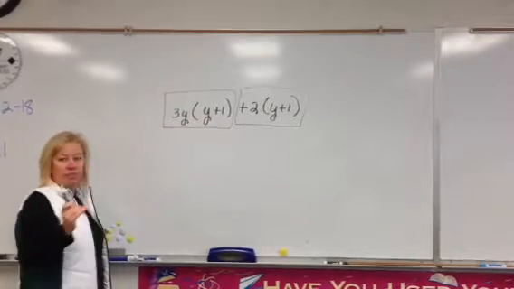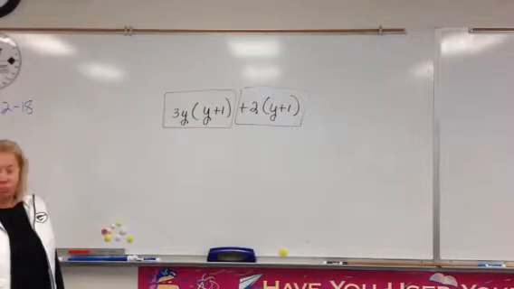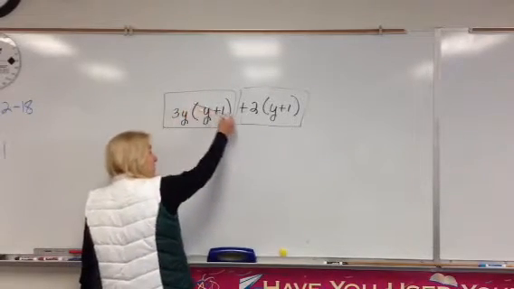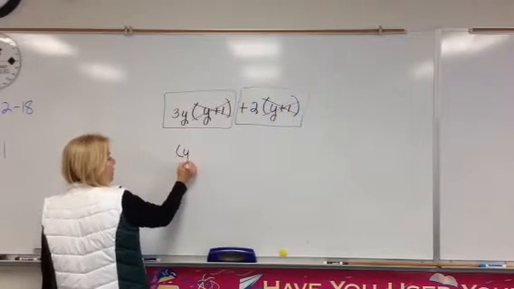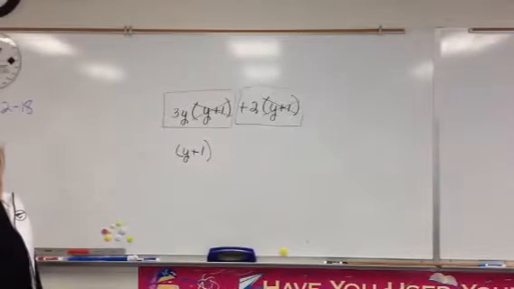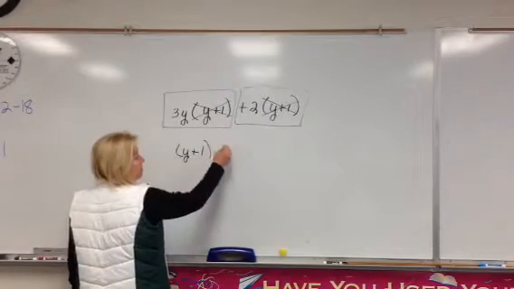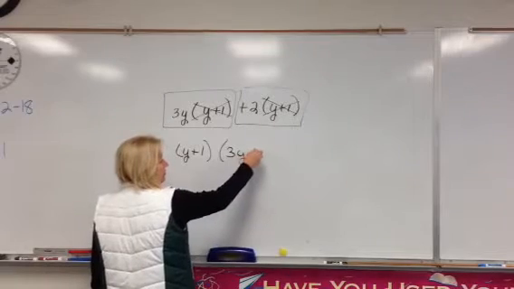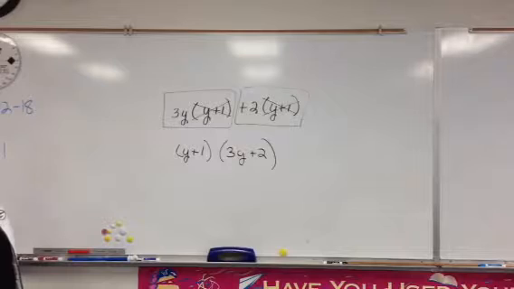What do you see showing up in both terms? Y plus 1. So you're going to take it out of here and out of here, and write it out in front, y plus 1. Once you do that, you just have 3y plus 2 left. And that's it, you're done. Okay.